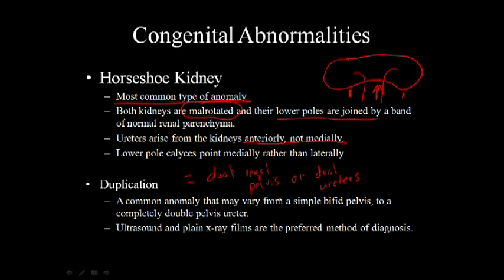Ultrasound and plain X-ray films are the preferred method of diagnosis for this. Once again, plain X-ray films are not just simple plain X-ray films. We're talking something like an IVP so that you can actually see the renal collecting system. The reason CT is not the preferred method of diagnosis is because sometimes it's really hard to trace in terms of CT whether we're actually seeing ureter or it's another vessel.